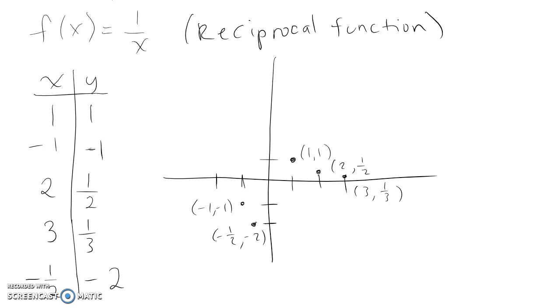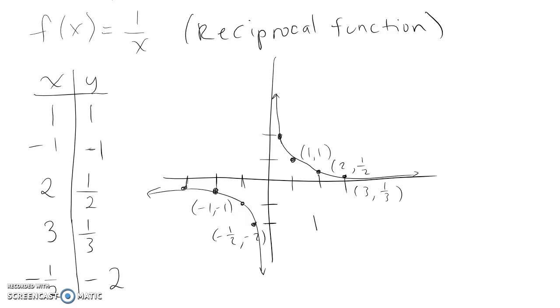Again, you can see that if I put in negative 2, I'd be at negative 1/2. If I put in negative 3, I'm going to be at negative 1/3. If I put in 1/2, I'll be at 2. So we see this function looks strange. It's in 2 pieces, and it looks like this.